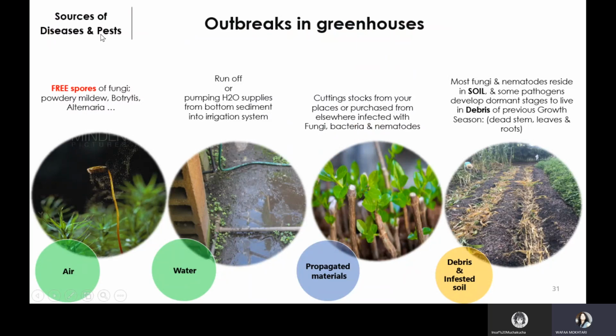The sources of diseases and pests can be the air. The air helps the spores of a pathogen to fly around and get onto another healthy plant and cause disease. So this is one of the sources.